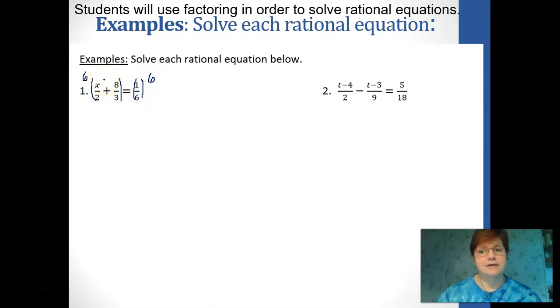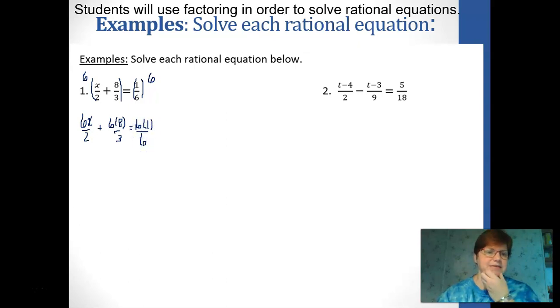So I'm going to write this out. Okay, so basically I have 6x divided by 2 plus 6 times 8 divided by 3 equals 6 times 1 divided by 6.